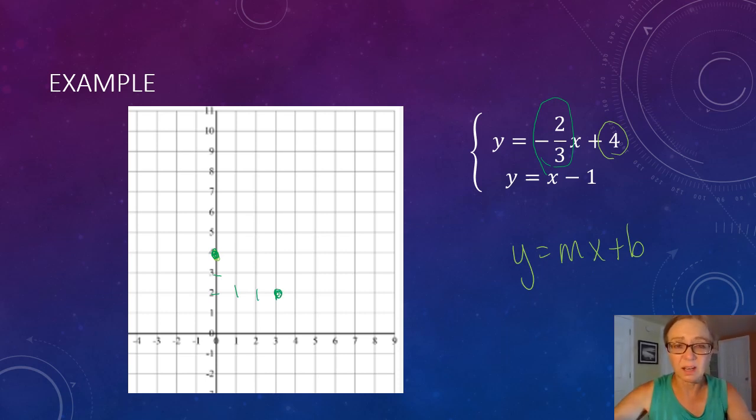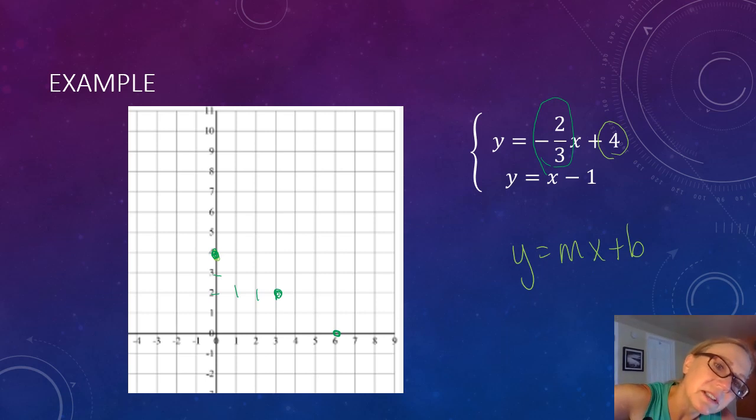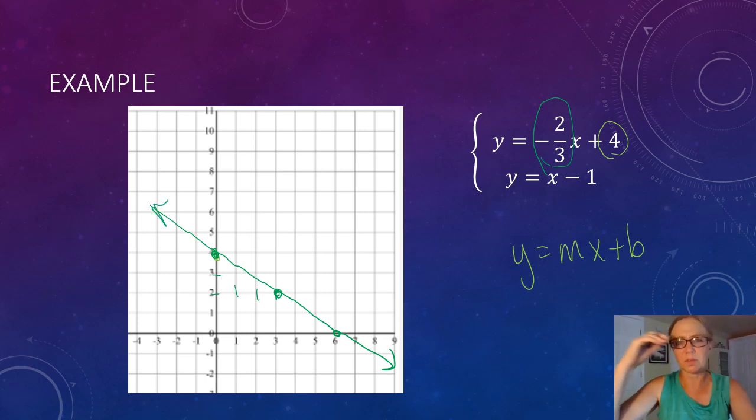I'm going to do that again to help me draw my line. Down 2 over 3, and now I'm going to attempt to connect those dots with a straight line. That wasn't too bad. All right, my second equation has a y-intercept of -1.